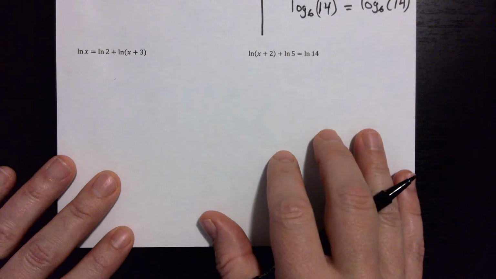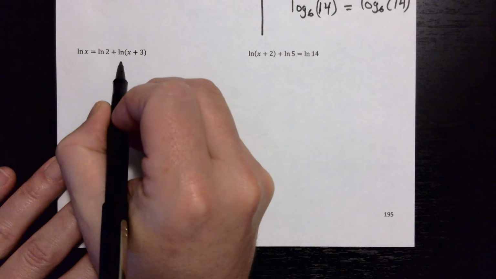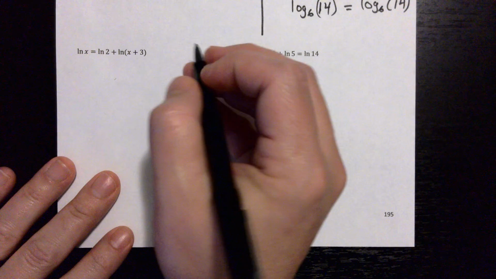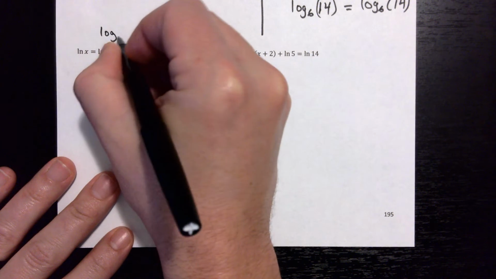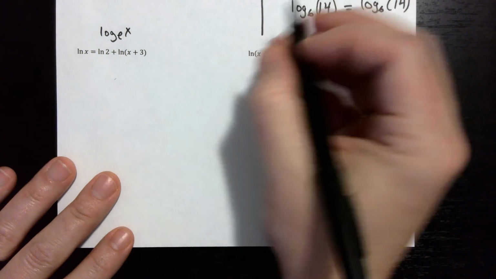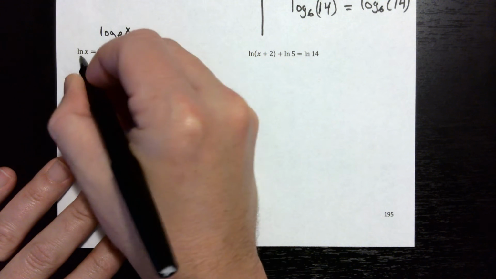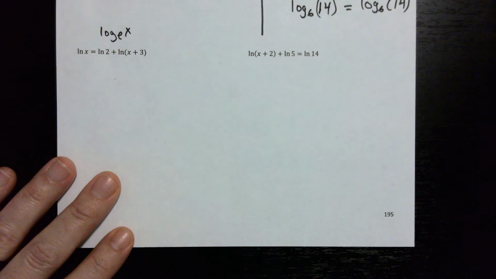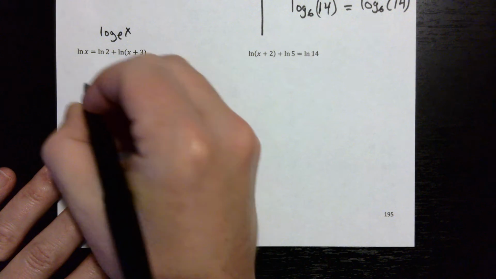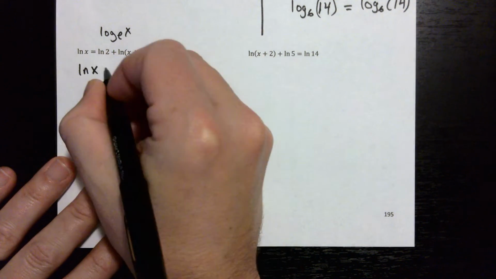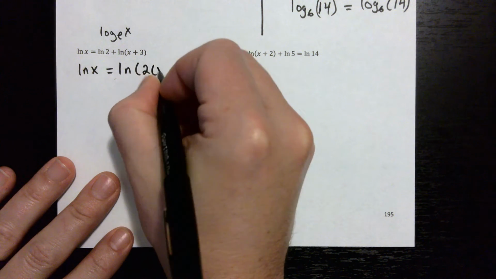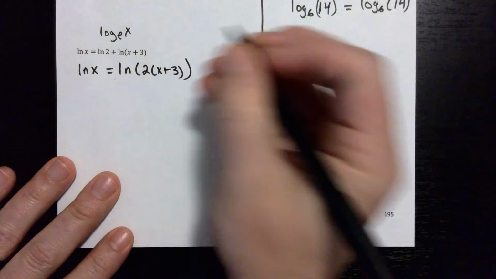We've got ln of x equals ln of 2 plus ln of x plus 3. Remember, ln is the natural logarithm. It's the same thing as saying log base e. And also remember what we said at the beginning, that if you put an e underneath an ln, the e and ln cancel out. But first we have to bring these two logarithms together, so they're being added. On the left, I have no changes, but on the right side, I'm going to multiply these inside. So ln of 2 times x plus 3. We distribute that, that's 2x plus 6.